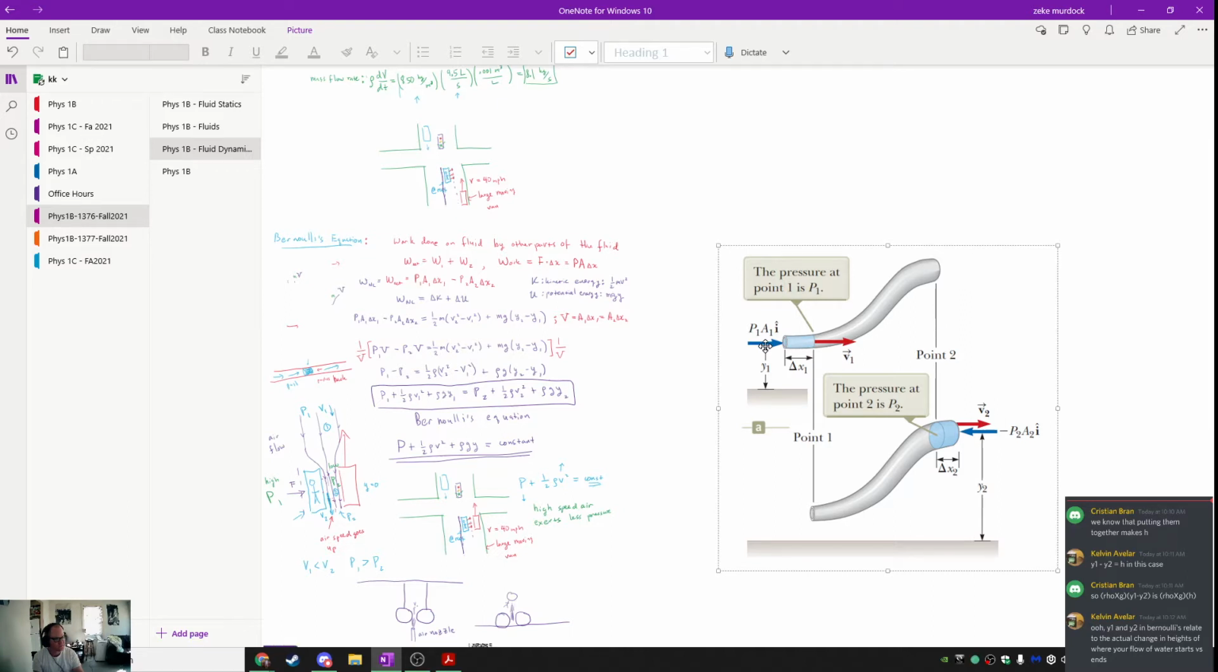That's right, Kelvin. y1 and y2 in Bernoulli's state the actual change in heights of where your flow water starts and ends. That's right. Here and here. The same height at point 1 and point 2. The same height, exactly. They have the same height.